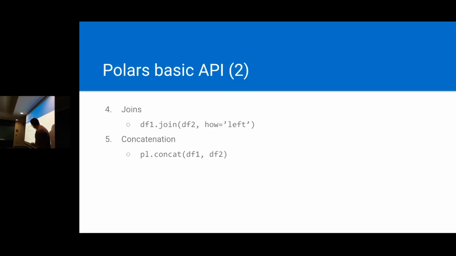And the last one is concatenation, which is also extremely common. We have two tables and you want to join all the rows together. You want to add the rows from both sides into one big table, smoosh them into one big table. And you just do pl.concat with 1 and 2.